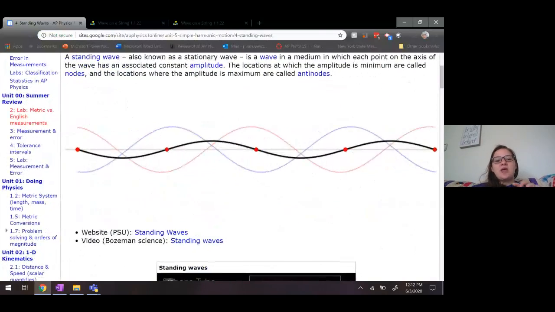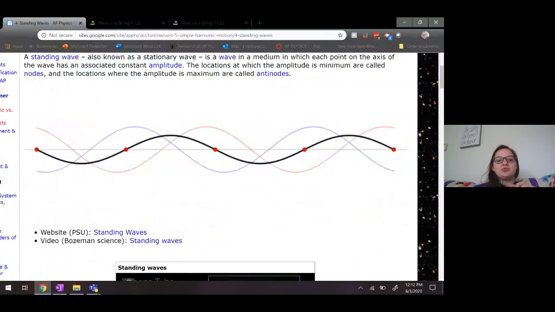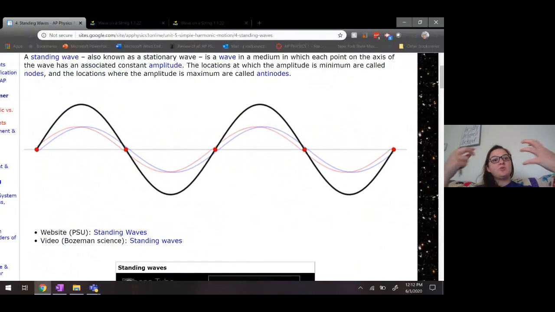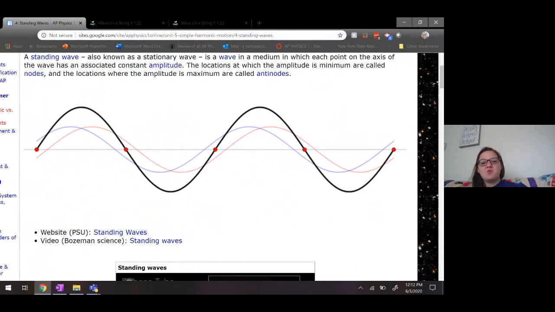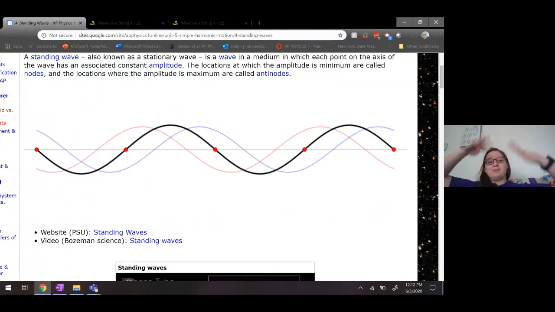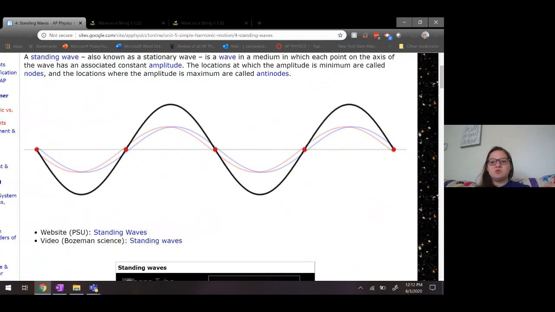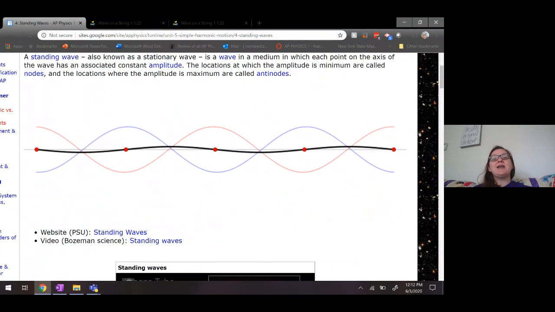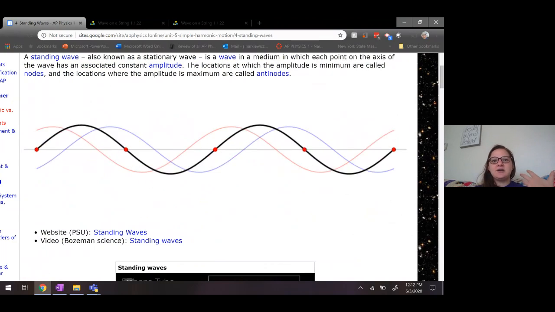So what's actually happening in a standing wave? Here's a really nice animation. The blue wave is the original wave that's being sent down. The red wave represents the reflected wave, and then this black wave, which appears to stand still and just oscillate or bob up and down, is the interference of those two waves. So this black wave is what you'd actually see. The red and the blue are just what's going on underneath.